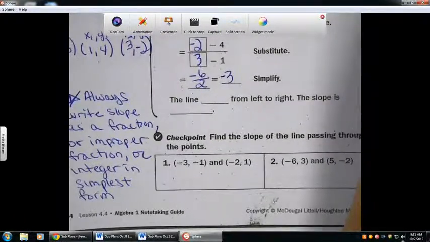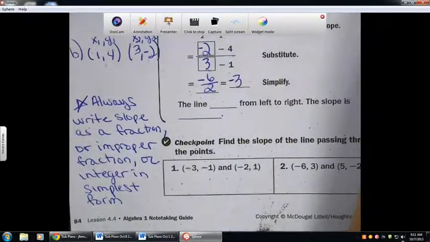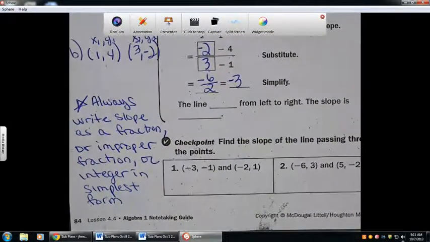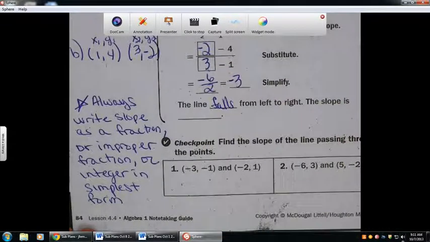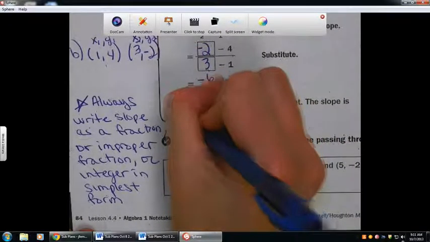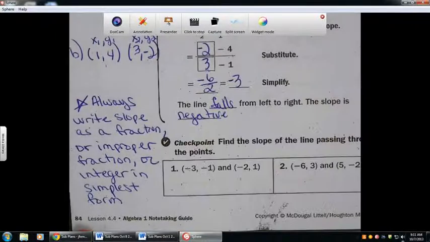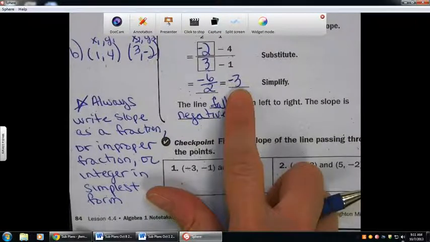Okay, so we always write slope as a fraction or improper fraction or integer, never a decimal and never a mixed number. Okay, fraction, improper fraction, or integer. The line falls or slants downward from left to right, and our slope is negative. And you can see that you got a negative slope from the formula.